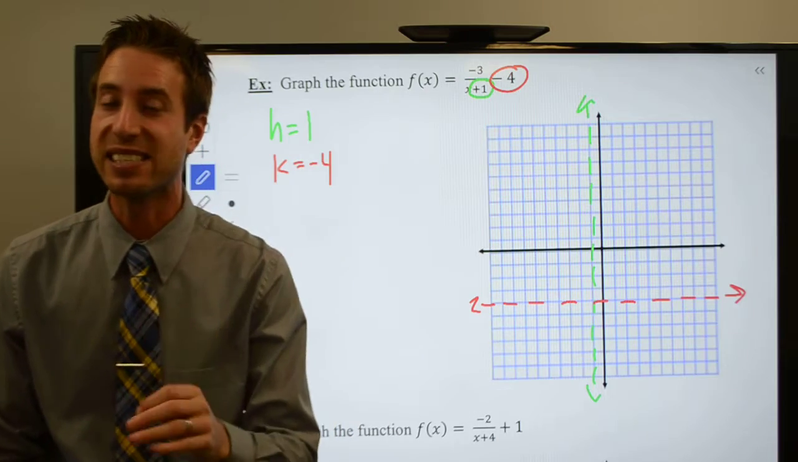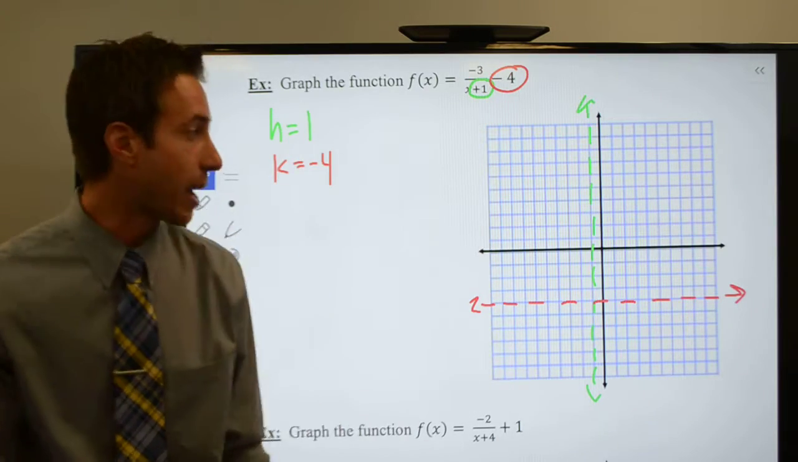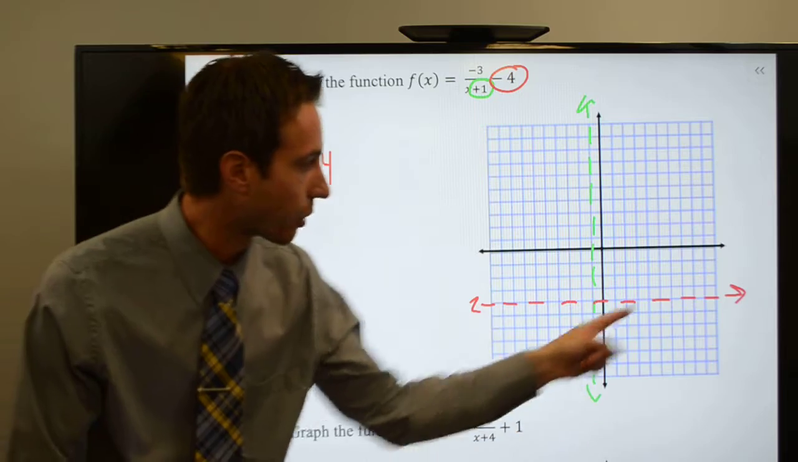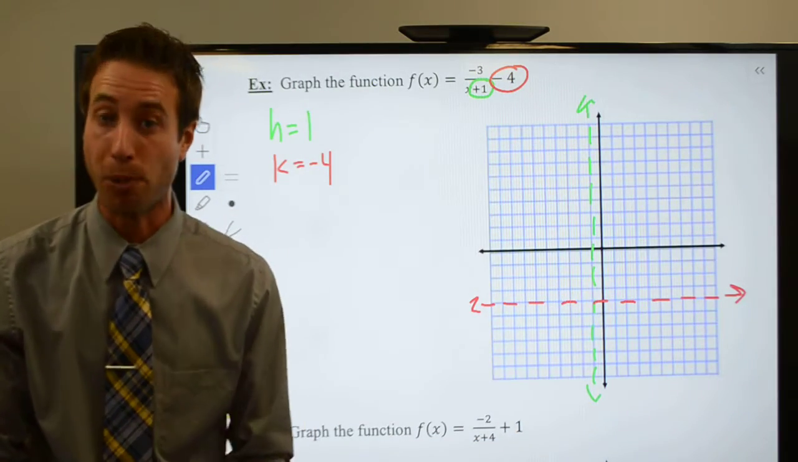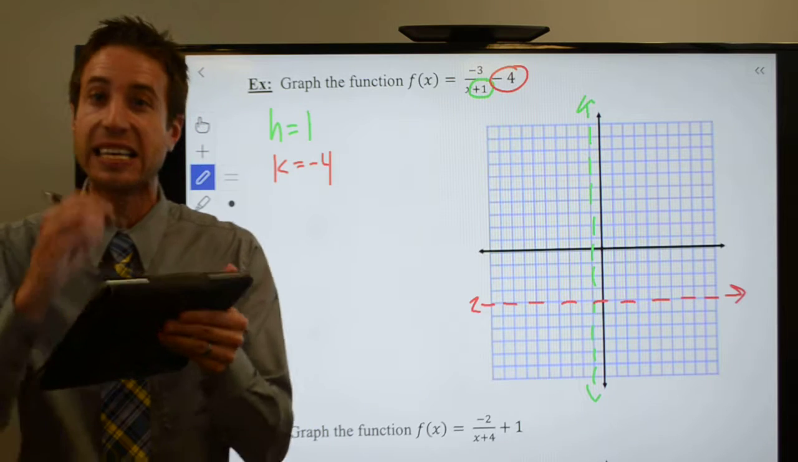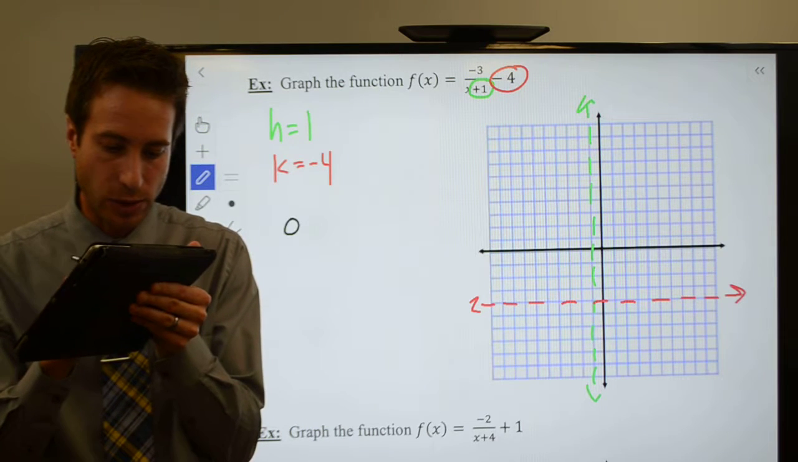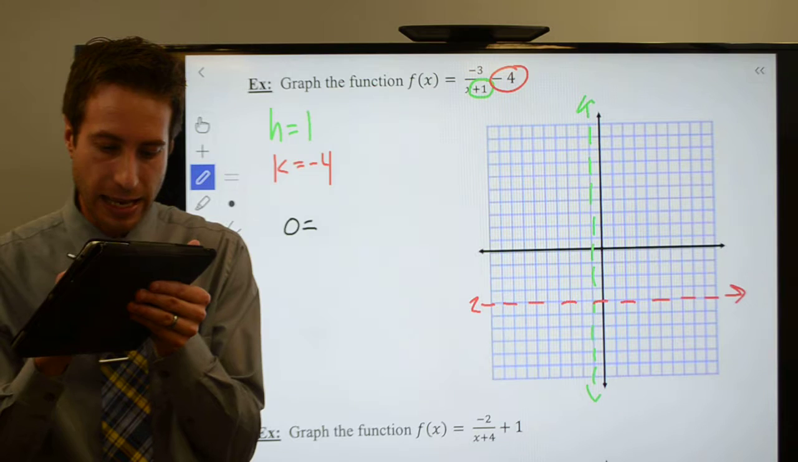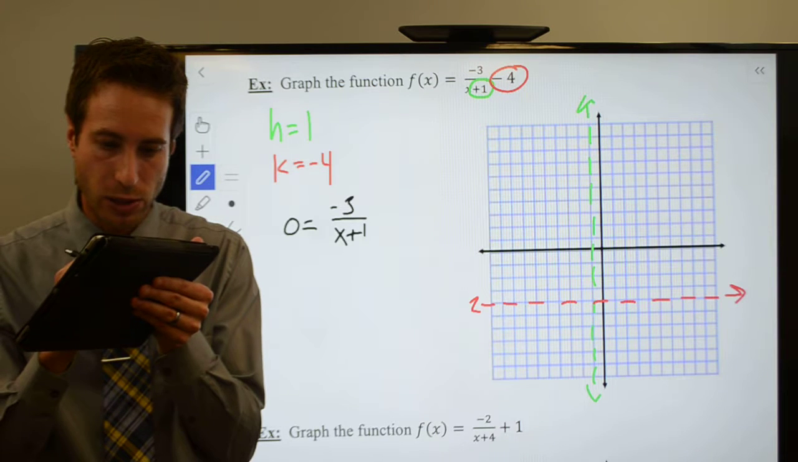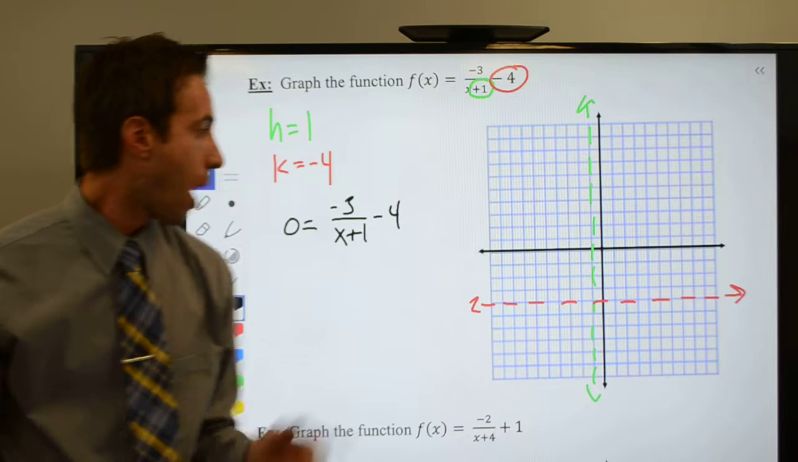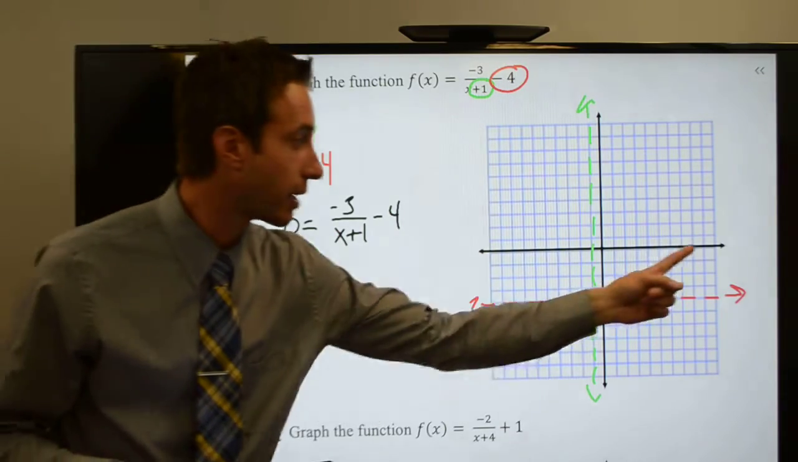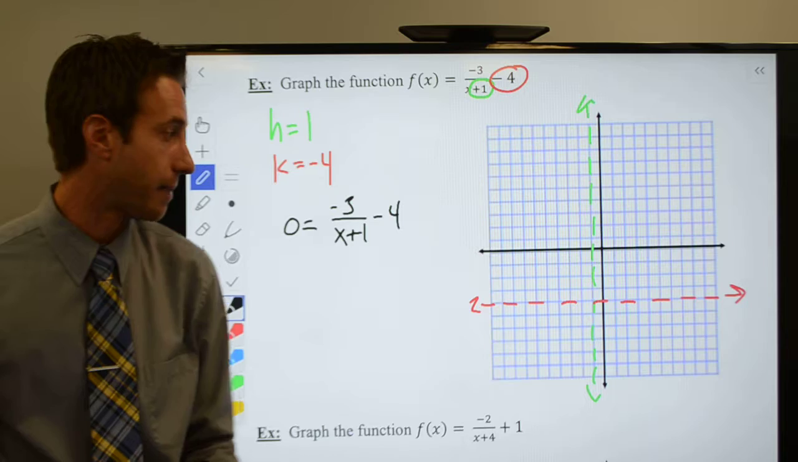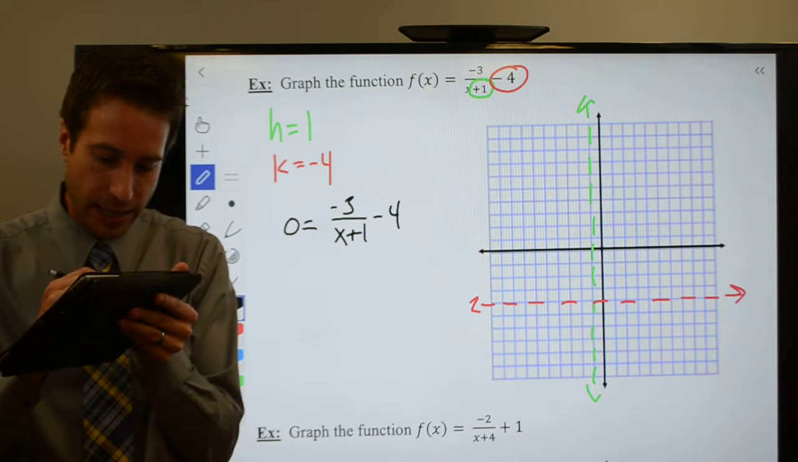Now the last piece I need to figure out: does it come like this and go like that, or does it come like this and go like that? I need a point. And the easiest point to find is when y is equal to 0. So 0 is equal to negative 3 over x plus 1, minus 4. All right, we're going to solve for x. When y is 0, you cross the x-axis. I'm looking for the x-intercept. Where is it? Add 4 to the other side.